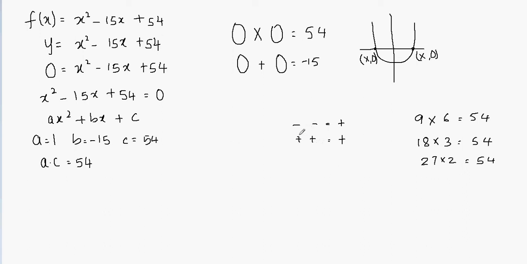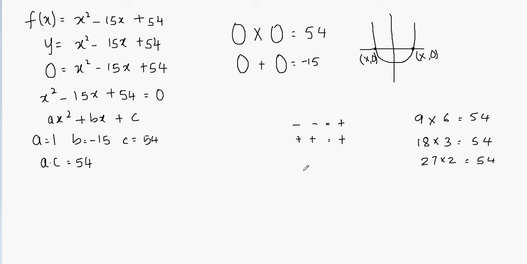Okay. So let's say both of them are positive, 9 and 6. 9 times 6 is 54, which is good. But 9 plus 6 is not equal to negative 15, right? That means this one is not the right fit, and both the factors have to be negative.